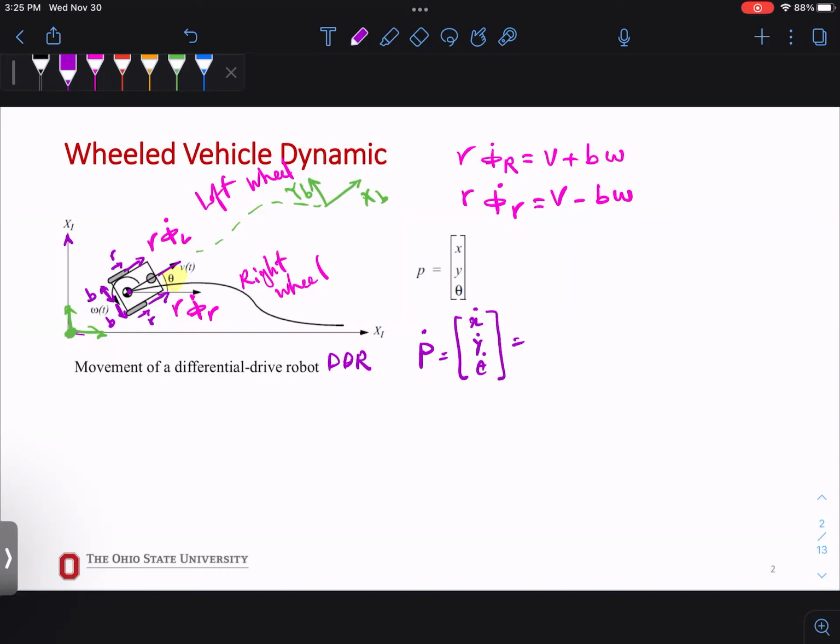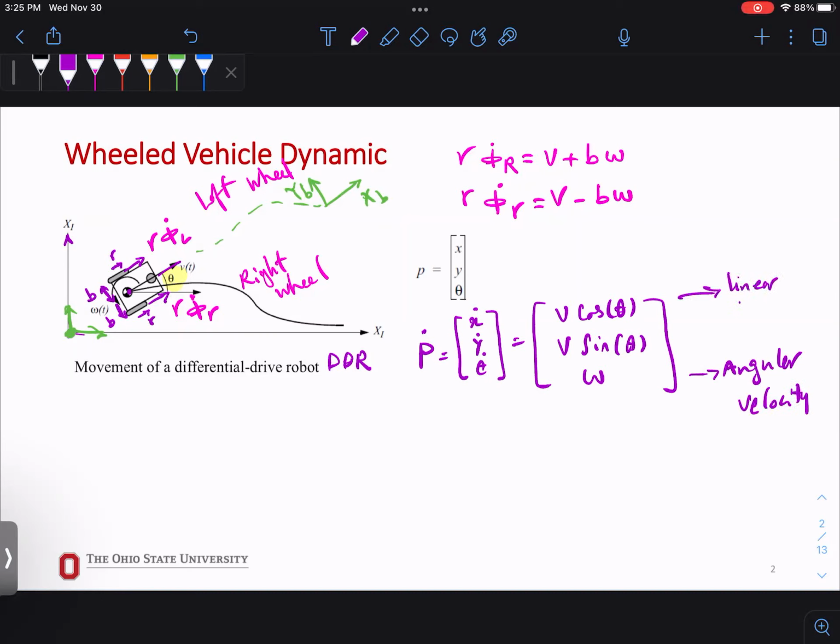So x dot and y dot are your linear velocity because of the linear position change, and theta dot is because of the rotation, right? Angular velocity. So I can write v cosine of theta, v sine of theta, and some omega. This is my angular velocity of the wheel. This is our linear velocity component. The wheel rotates, right? It has some omega. Could be variable, it could be constant, but we're treating it as a variable.